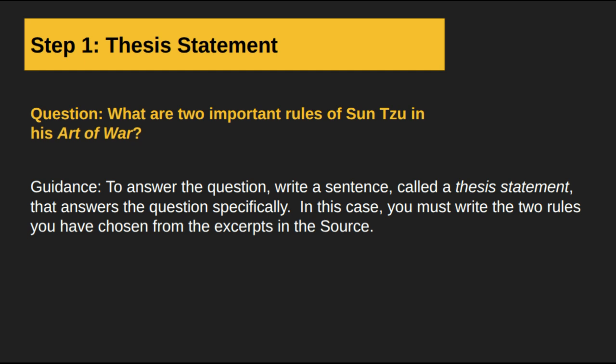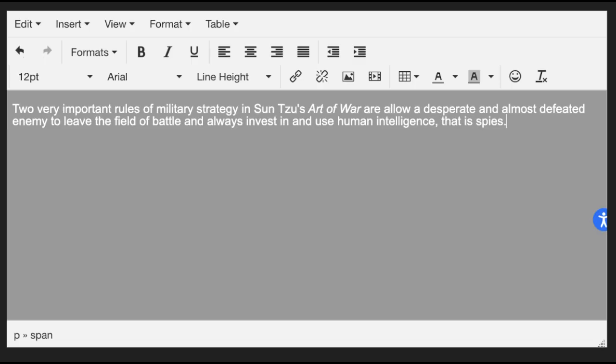This question asks, what are 2 important rules of Sun Tzu's Art of War, which is a wonderful source in Chinese military history. Sun Tzu has lots of rules, but the question is asking us to choose just 2. Our thesis statement must say what those 2 rules are. Stated briefly, here are the 2 rules we chose: let a desperate enemy go home and employ spies.